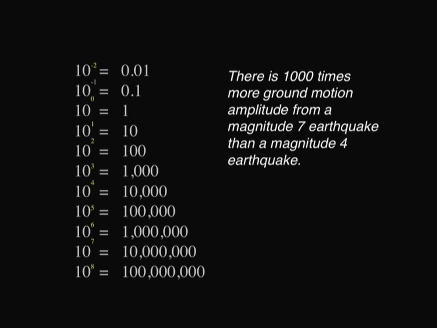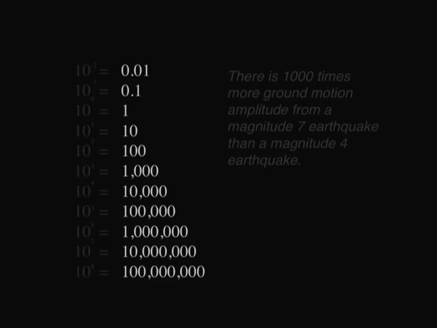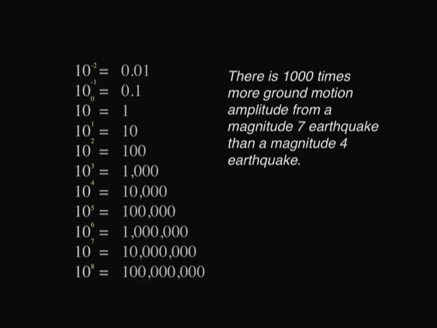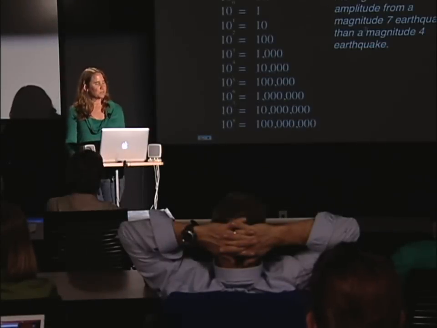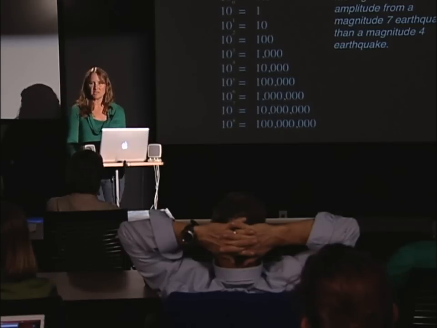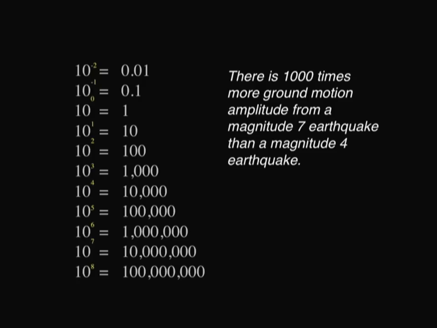You say, the numbers that we're talking about in terms of the amplitude are these numbers here on this side, but instead of saying these really long numbers, we're just going to say the number of zeros that they have. This one has 1, 0, magnitude 1, magnitude 2, 2 zeros, 3 zeros, etc. Try to get the point across that there's 1,000 times more ground motion amplitude from a magnitude 7 earthquake than a magnitude 4 earthquake. San Diego routinely has some magnitude 4 earthquakes that people feel, so take that opportunity and say, wow, everybody felt that. It was some shaking. Can you imagine it 1,000 times bigger? That would be a magnitude 7.